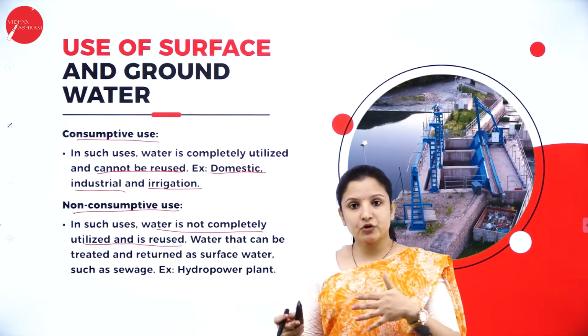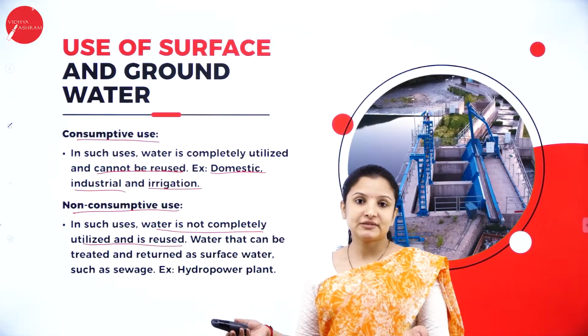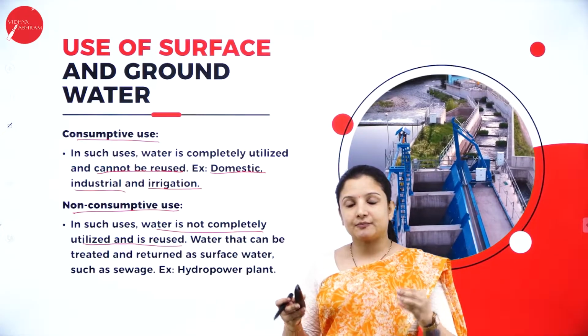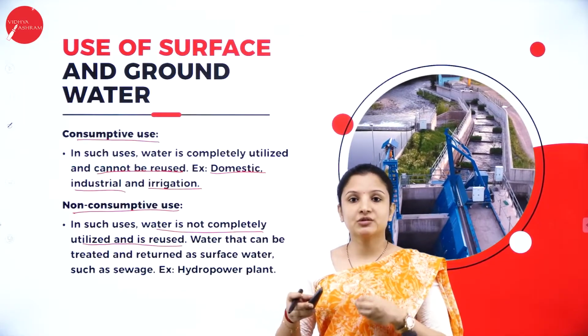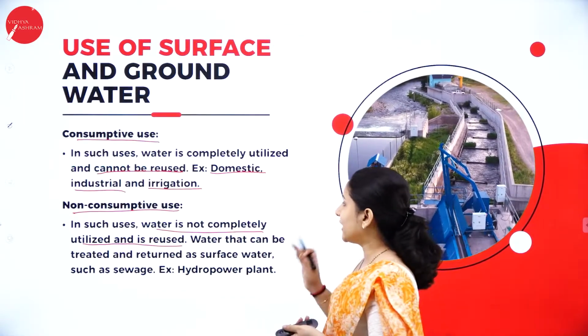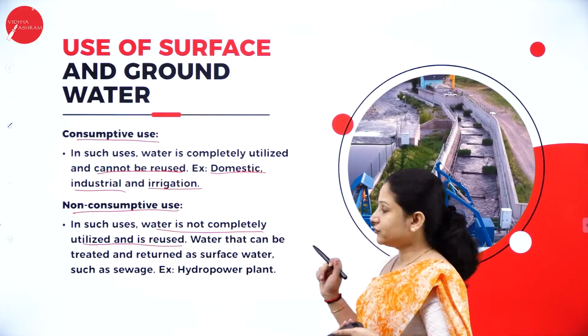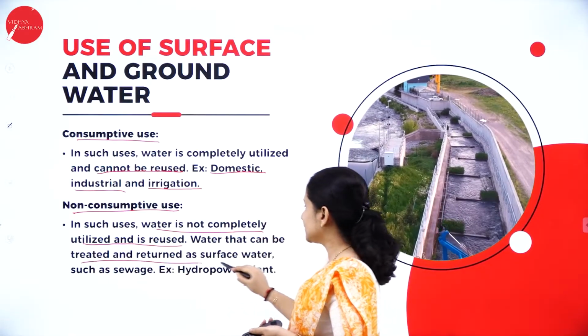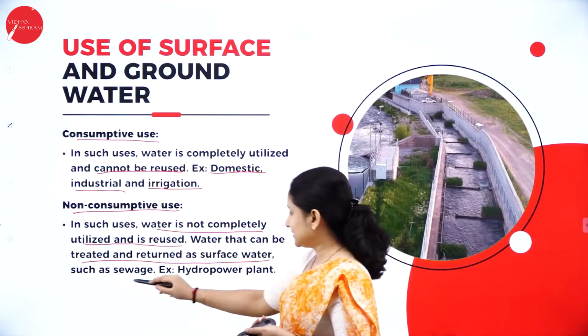The water can be purified and it can be used for domestic purposes and all that. Here, the utilized water can be reused again by the process of recycling. So that is the non-consumptive use of water. So water that can be treated and returned as surface water, for example, the sewage.